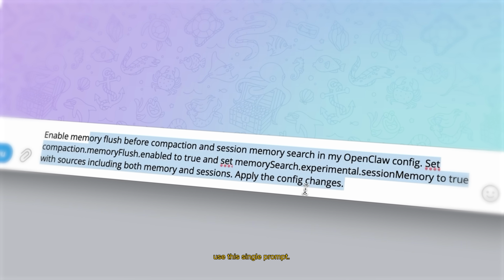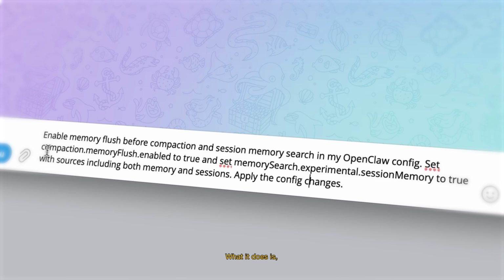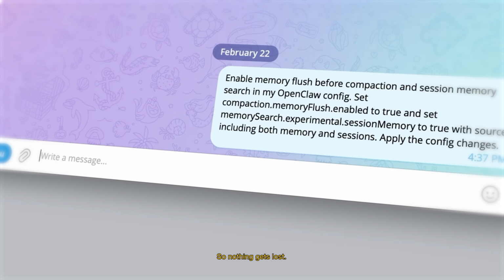To fix this, use this single prompt. What it does is, right before that compression happens, your agent saves the most important things from the context to a memory file, so nothing gets lost.